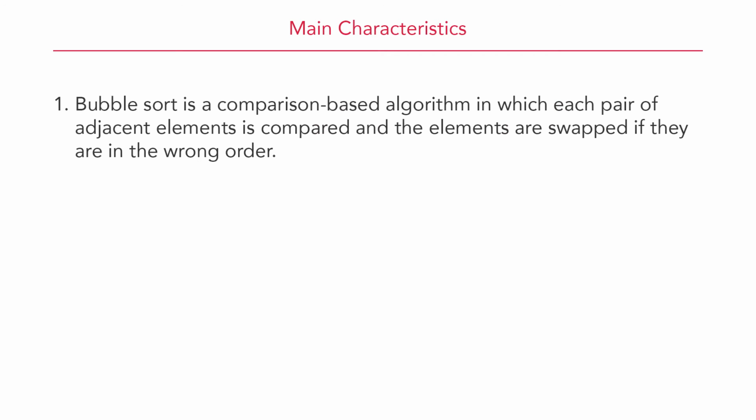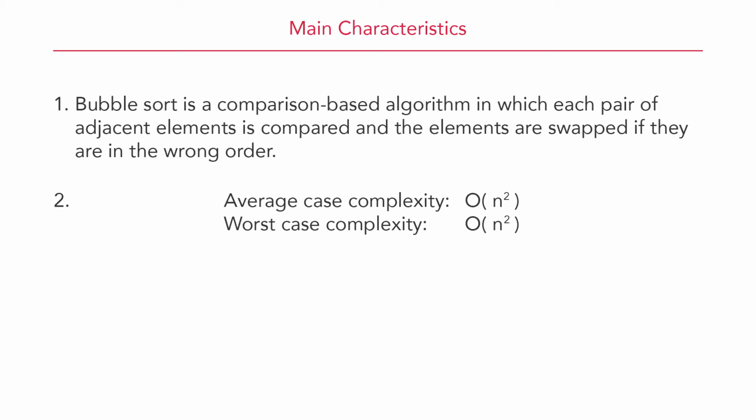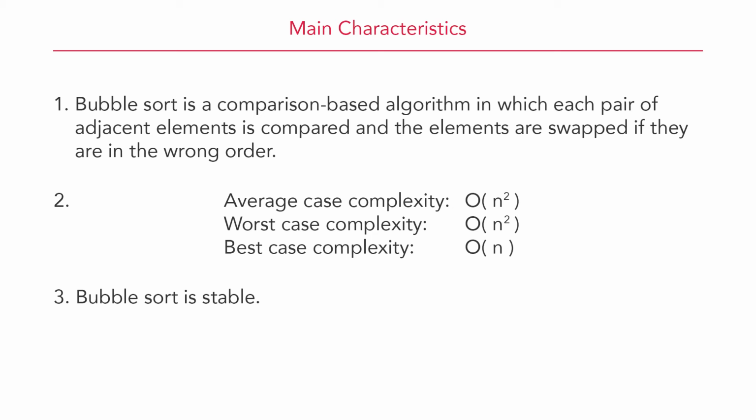I have explained the bubble sort algorithm in full detail, and to conclude, I will point out the main characteristics. First, a bubble sort is a comparison-based algorithm in which each pair of adjacent elements is compared and the elements are swapped if they're in the wrong order. Second, bubble sort's average and worst-case complexities are O of n squared, which makes it quite inefficient for sorting large data volumes. But its best-case complexity is O of n, which makes this algorithm adaptive. Third, bubble sort is stable. And finally, it doesn't require extra memory space.